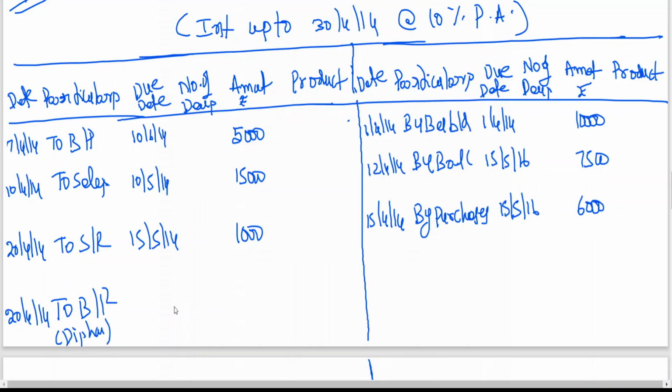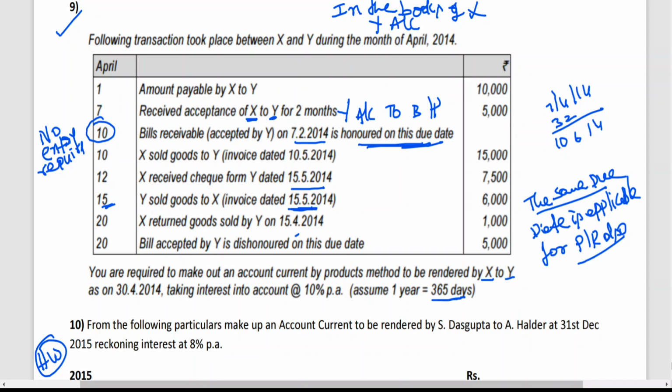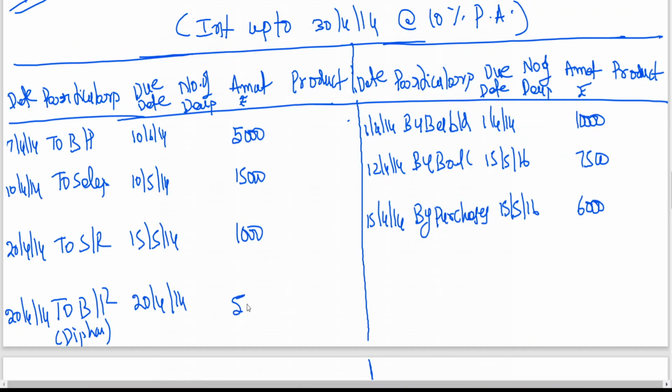Dishonored. Which date? Actually, on this date, the amount is supposed to be paid, that has been dishonored, 20th April. What is the amount we are having? 5,000. This is an important problem, my dear friends. You are having a lot of red ink. You can see that, the 30th April, no? You can see the due date, that 10th June.